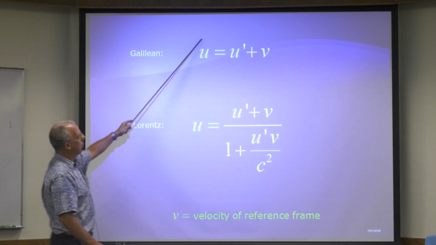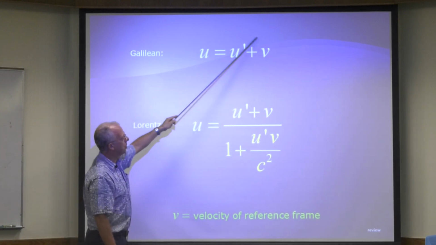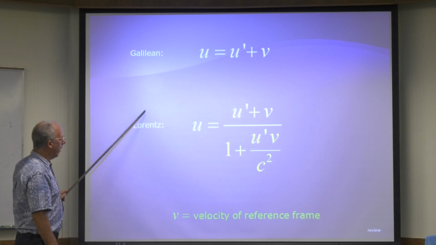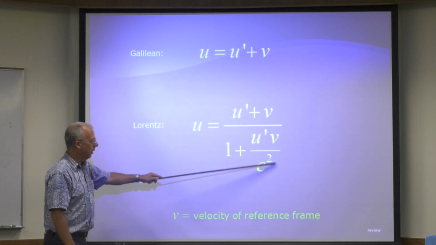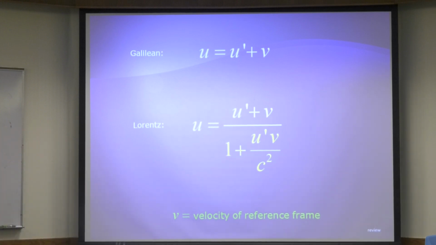This is what we learned in Physics 105. It works fine for slow things. Here's the correct equation. It works for everything. So you just have to add this denominator. So you're adding velocities. Nothing can go faster than the speed of light, and that works.